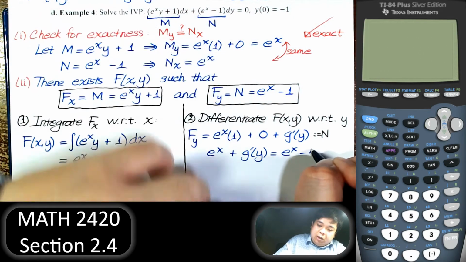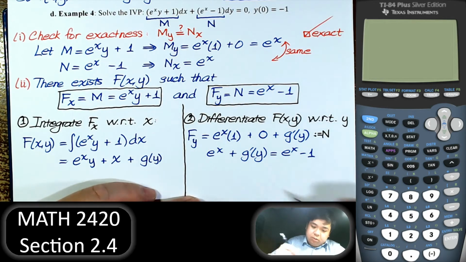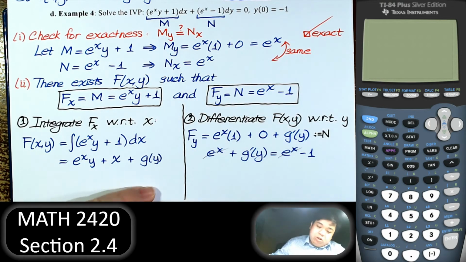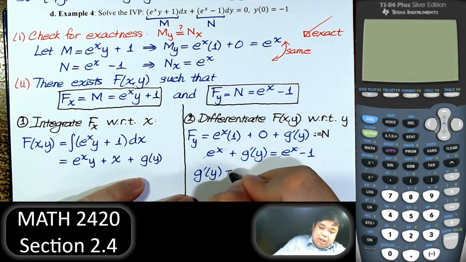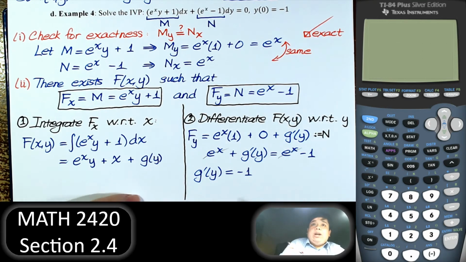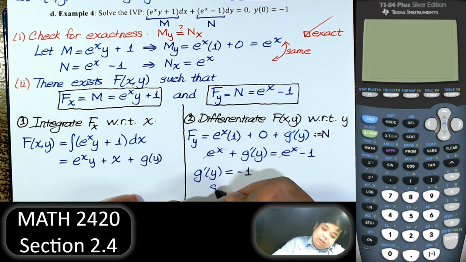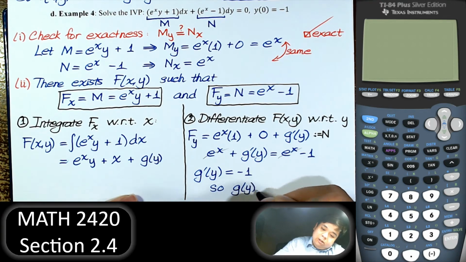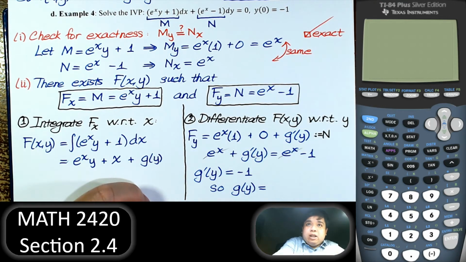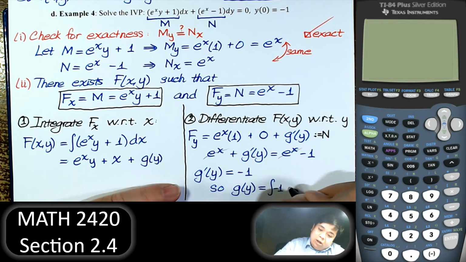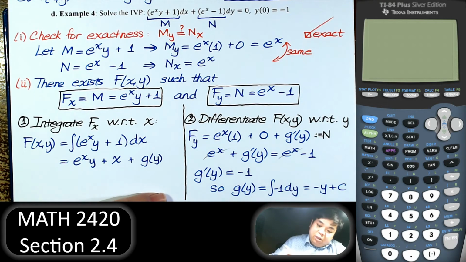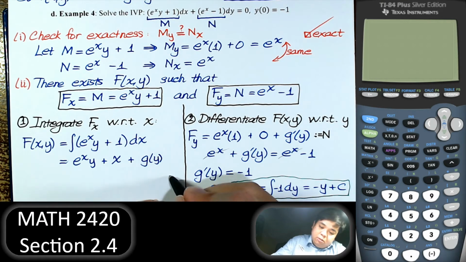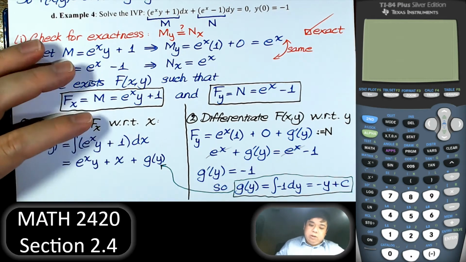x minus 1. Cancel e to the x on both sides. g prime of y is equal to negative 1. So integrate, and we can find g of y. g of y is equal to the integral of negative 1 dy, or we have negative y plus c, and we can substitute that into g of y.